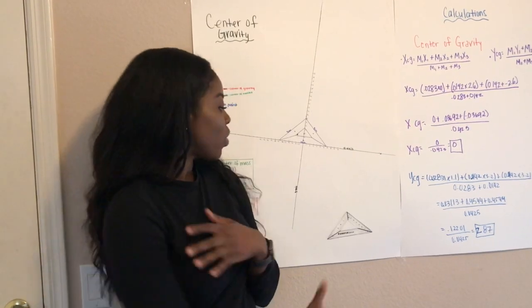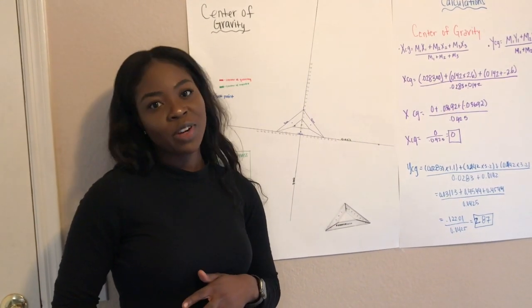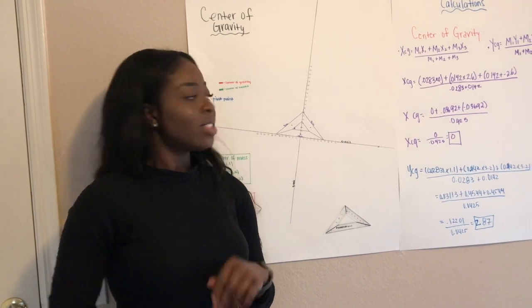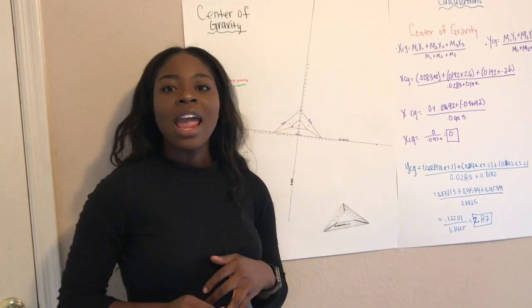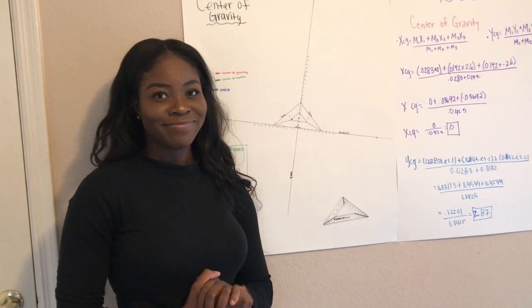For this experiment, we used a triangle, a straight triangle, and we hung our triangle from a pin to observe how gravity acted on the object. And from there, we gathered coordinates, which were these three, and the 3 points of our center of masses to determine the center of gravity.